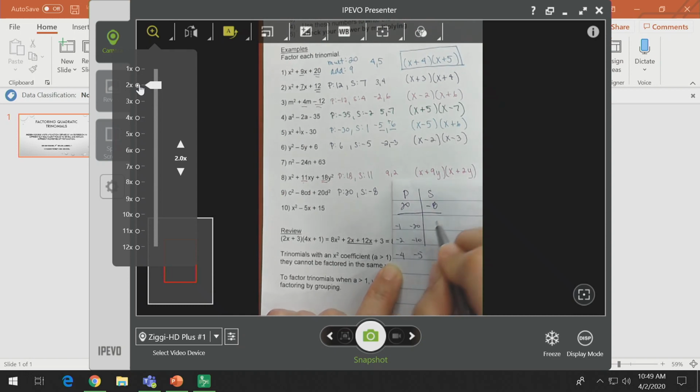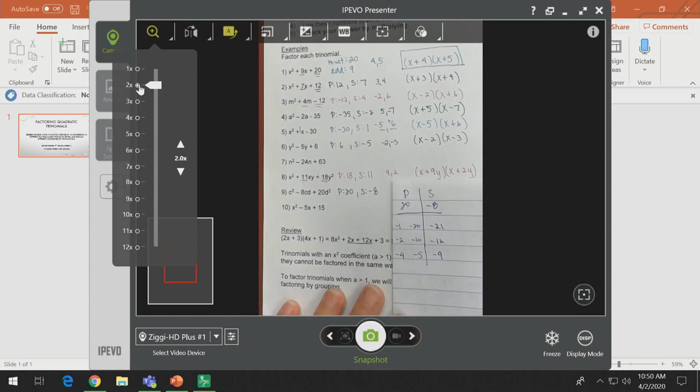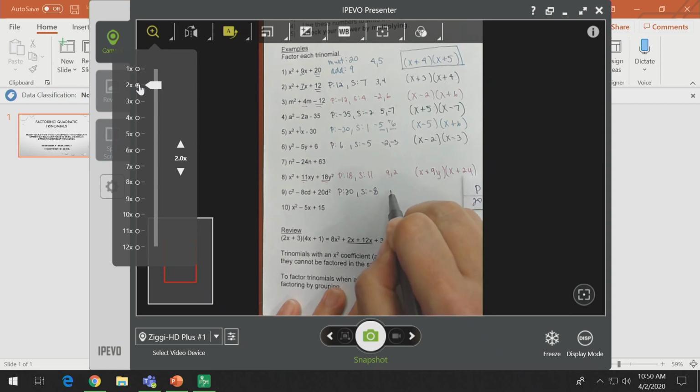-4 and -5. The sum here is -21. The sum here is -12. The sum here is -9. There are no other factor pairs that multiply to 20 and add to -8. So that means this is not factorable.